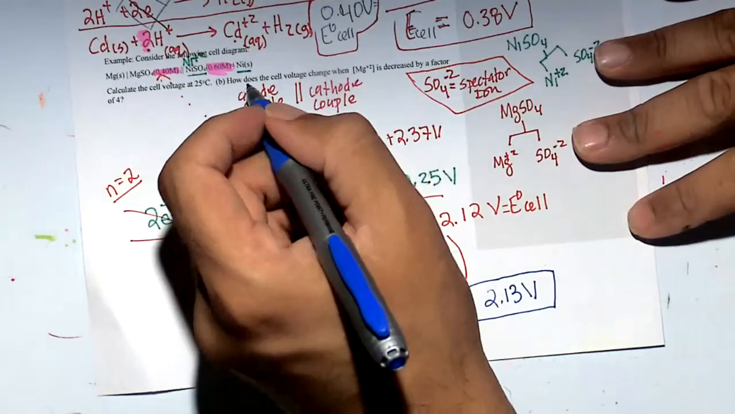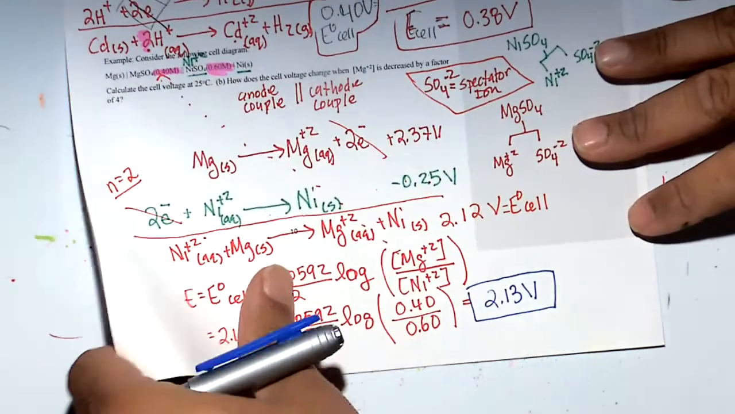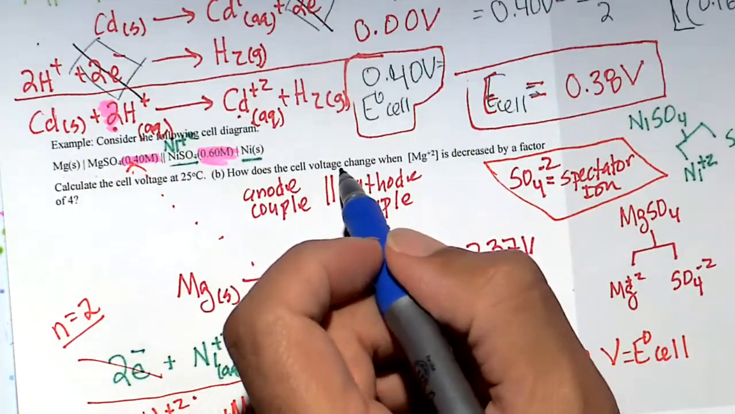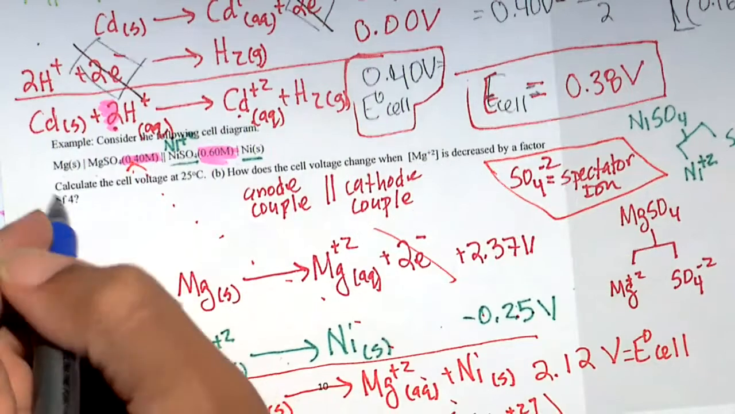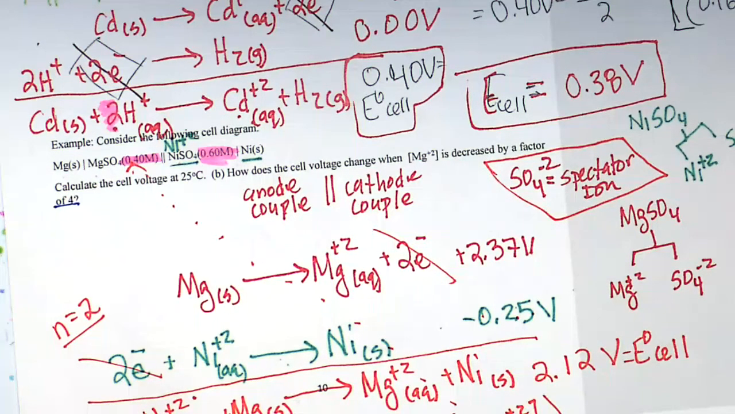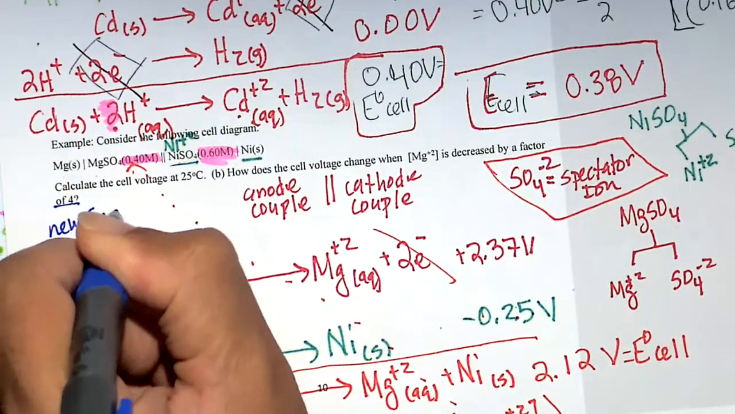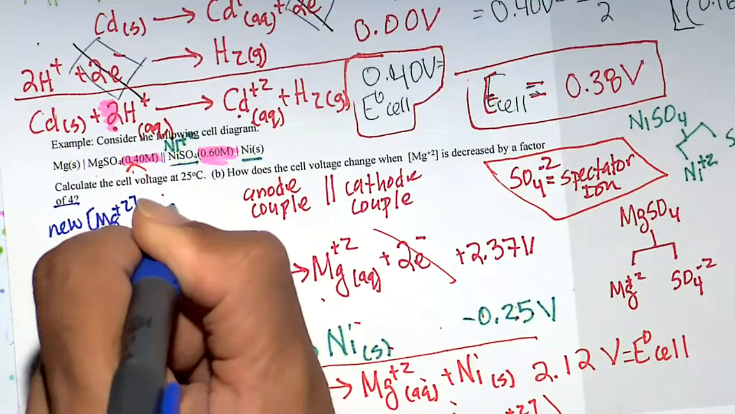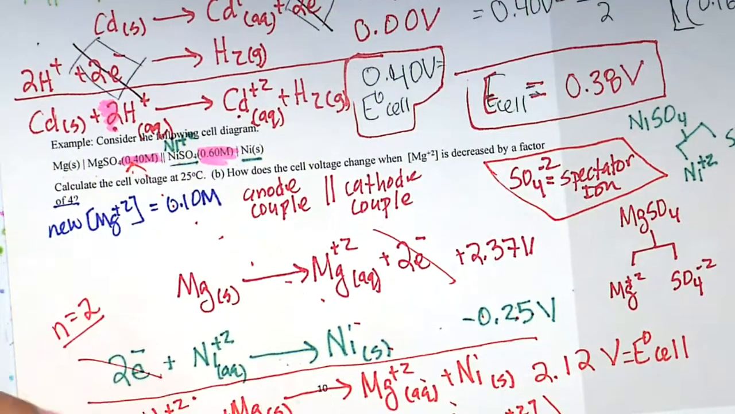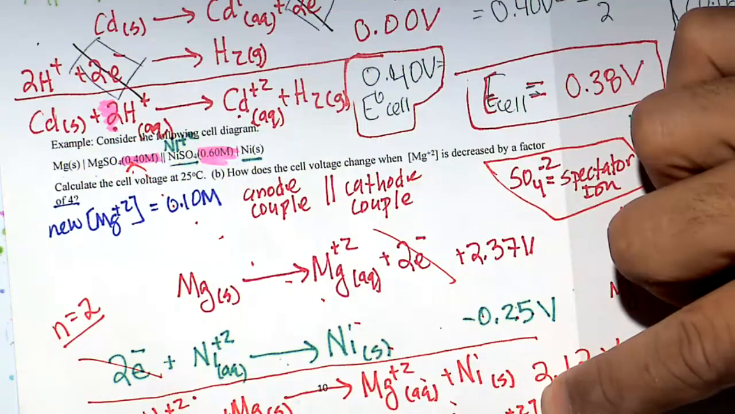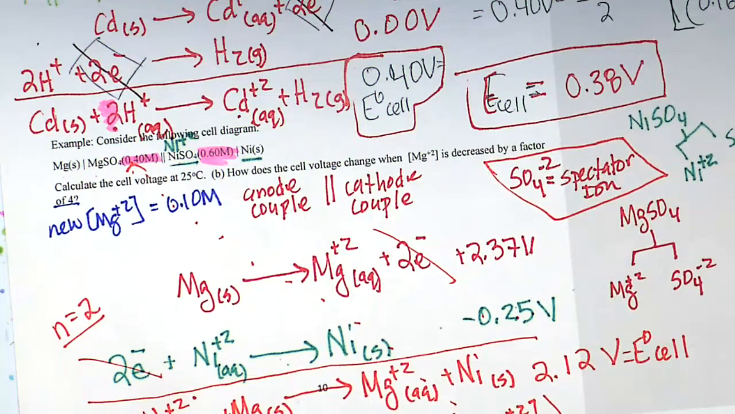All right, in part B, how does the cell voltage change? I don't know if you guys can read this. Okay, how does the cell voltage change when magnesium is decreased by a factor of 4? So if our magnesium decreases by a factor of 4, what is its new concentration? What's 0.4 divided by 4? Okay, new magnesium concentration in part B is 0.1 molar. So what we need to do here is substitute 0.10 molar here, everything else being the same.